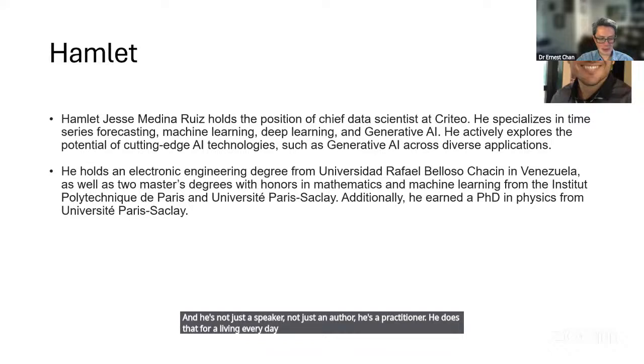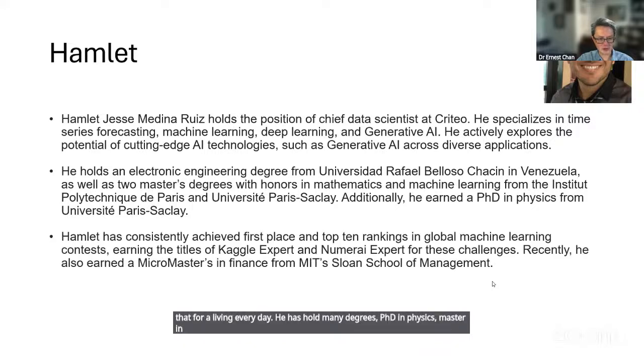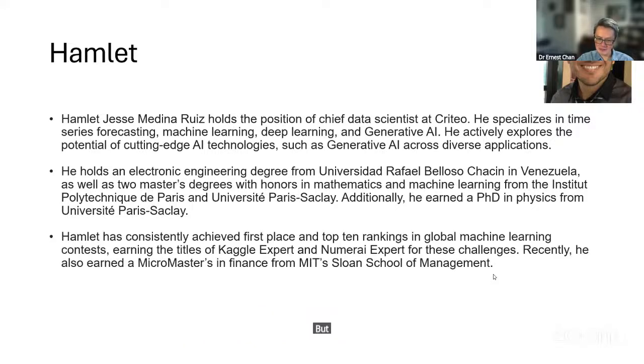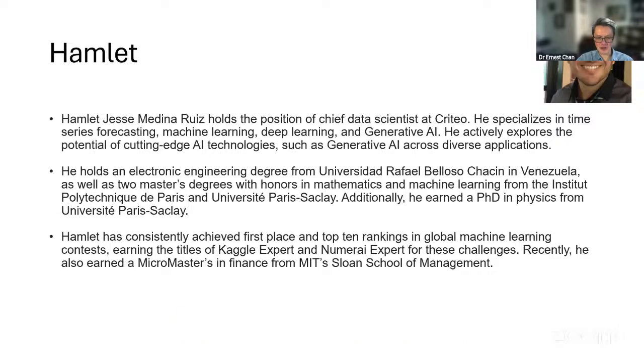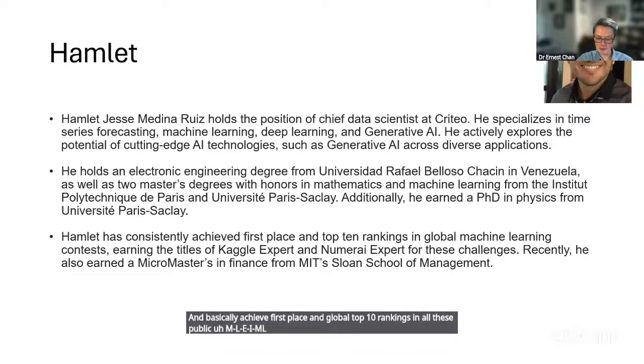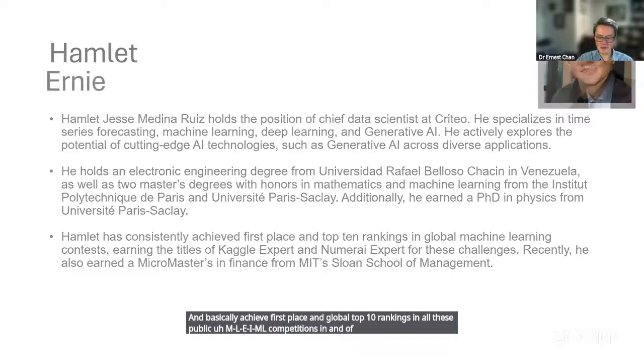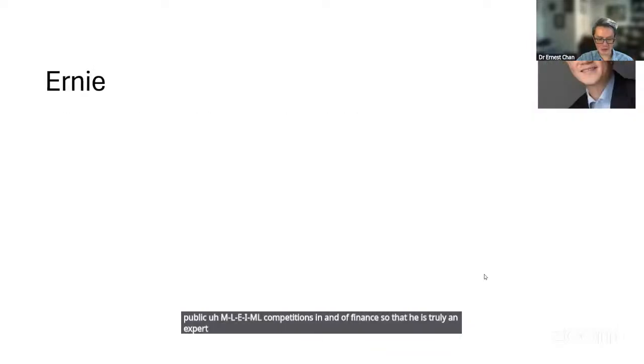He holds many degrees, a PhD in physics, a master's in electrical engineering, and so forth. But he amazingly managed to find time after work to participate in Kaggle contests, in Numerai contests, and get a master's degree from MIT, and basically achieve first place and global top 10 rankings in all these public AI and ML competitions in and off finance. So he's truly an expert. I have not met someone who is as well versed in this area as Hamlet, and that's why I chose him as the co-author.